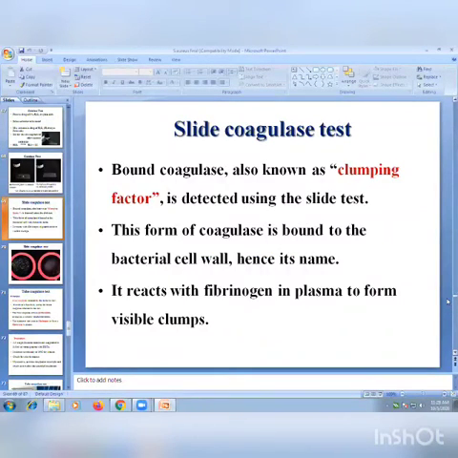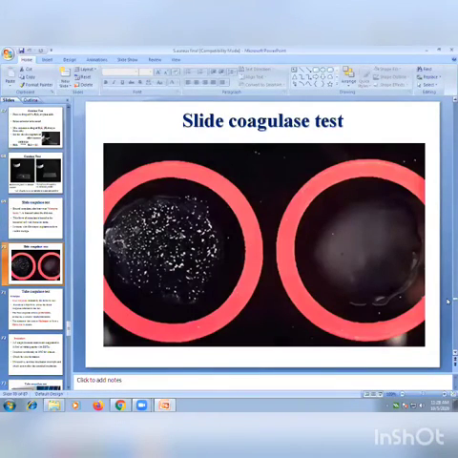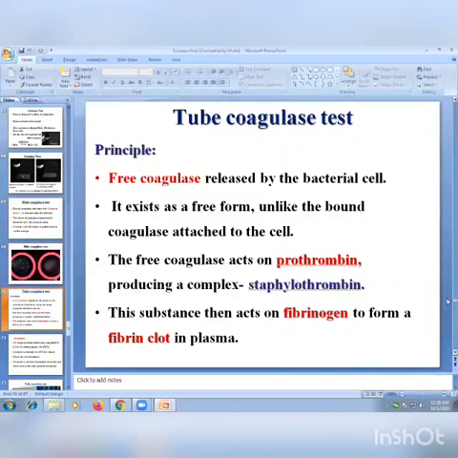Slide coagulase test: bound coagulase, also known as clumping factor, is detected using this. This coagulase is bound to the bacterial cell wall, hence it is named so. It reacts with the fibrinogen in plasma to form visible clumps. So take a drop of plasma and mix. Take a drop of this suspension, mix. Clumping occurs, so such clumps occur. That is a positive test. Here the other one is a negative test.